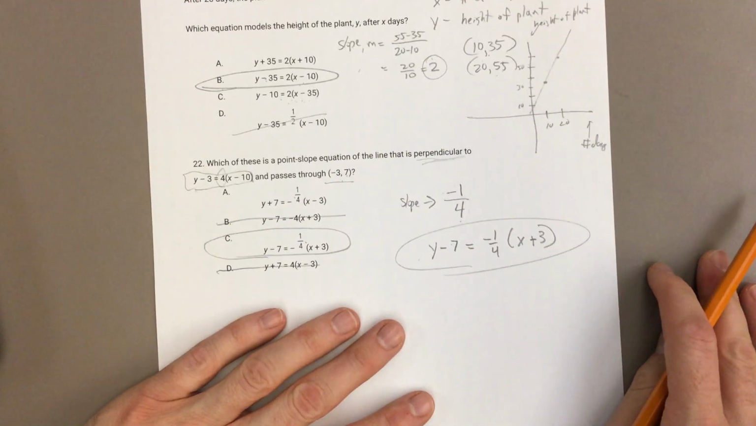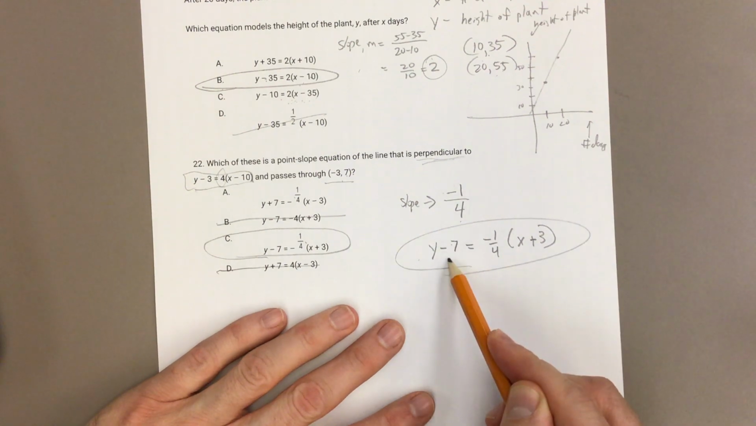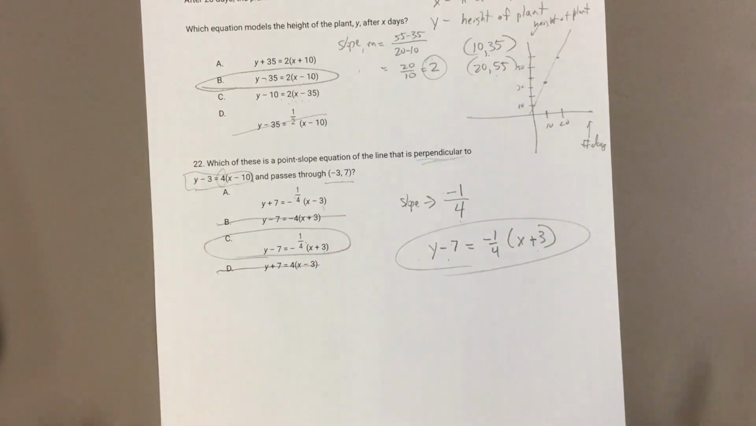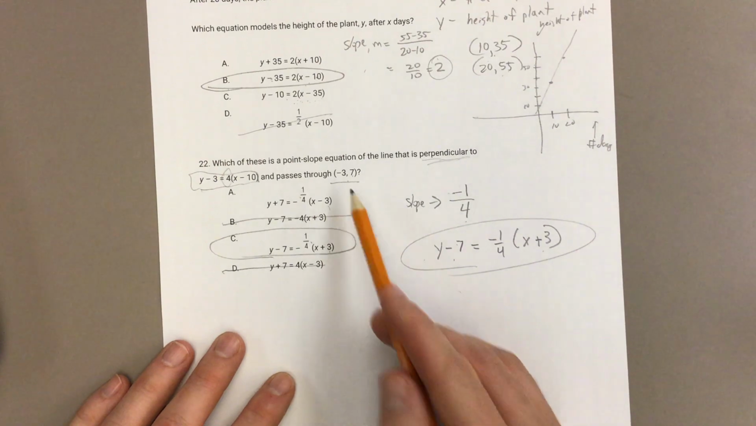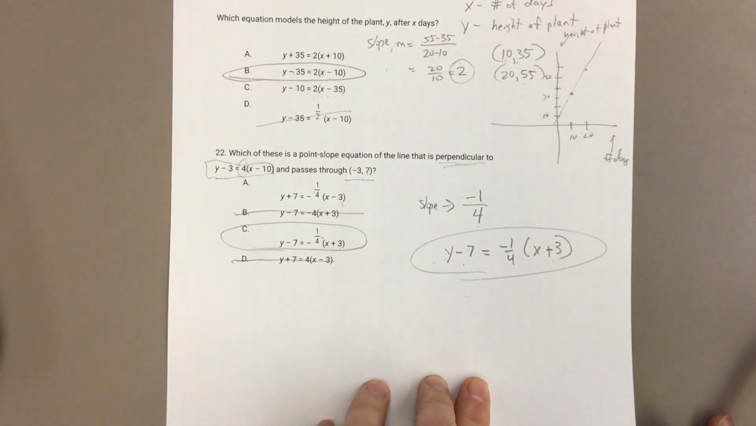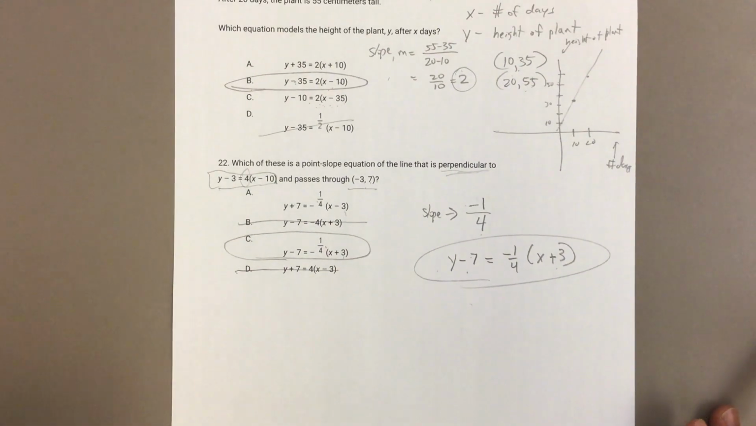All right, we have y minus 7, and we have the x plus 3. So you need to get your signs right, okay? You need to be really careful when you're referencing that point slope equation to get your signs right.